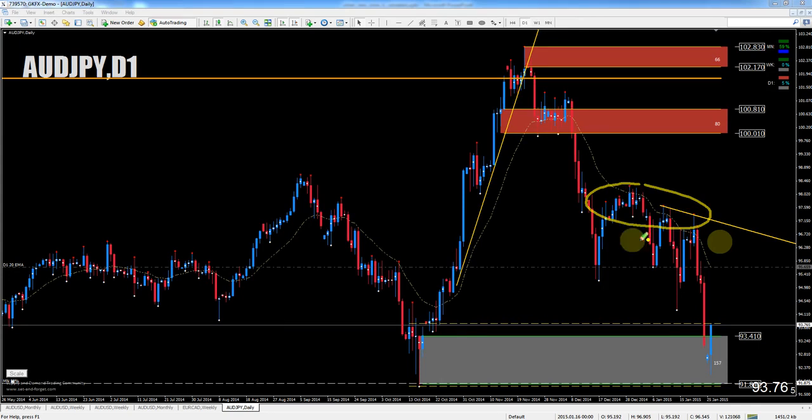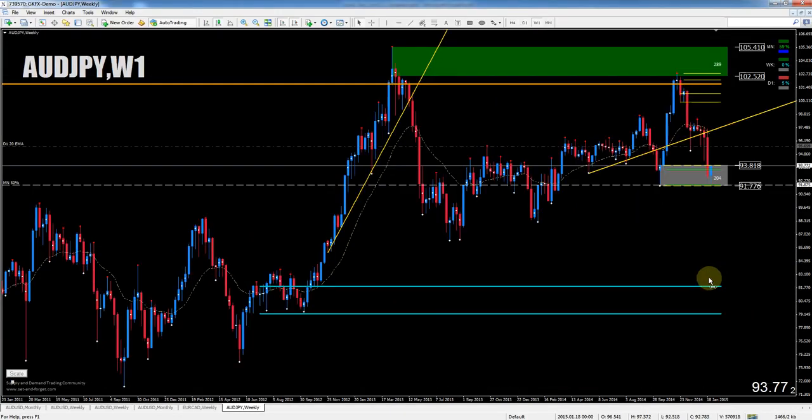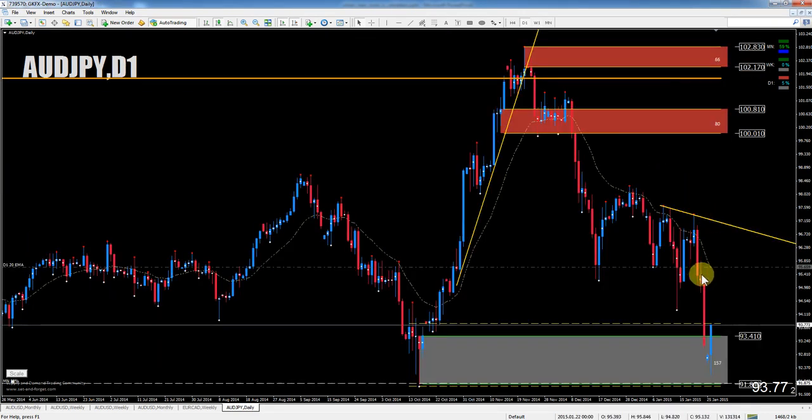because we didn't have the weekly area of demand in control. Now the weekly area of demand is in control. This level over here that removed this little area of demand, okay, is valid supply, but a bigger time frame than itself, which is the daily, is in control. A weekly area of demand. So can this area of supply over here work? Yes, it can. But now we have a higher time frame area in control.